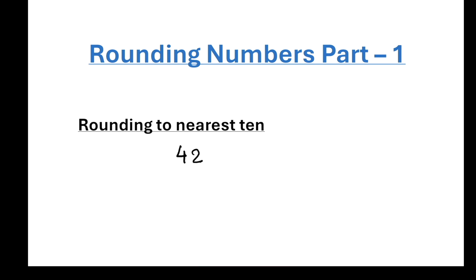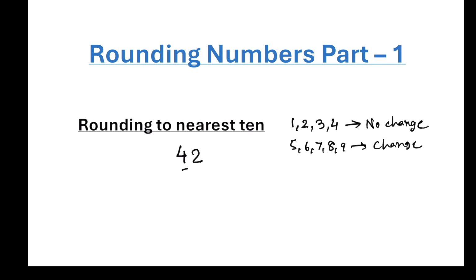The tens place digit is 4. They're asking us to round to the nearest 10. First, you need to know the rule. If we have 1, 2, 3 and 4, there will be no change in the number. But if there is 5, 6, 7, 8 and 9, there will be a change in the number. So now you think about what they are asking, whether they want us to change or not change.